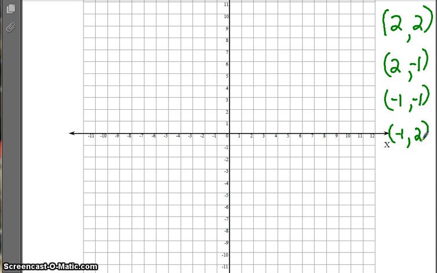Let's graph those. We're going to make a shape, and then we're going to find the perimeter and area of a square. The terminology for that is each point is going to be a vertice or a vertex. We're going to find the 4 vertices, each one's a vertex of the square. So (2, 2), (2, -1), (-1, -1), (-1, 2). Draw a square.